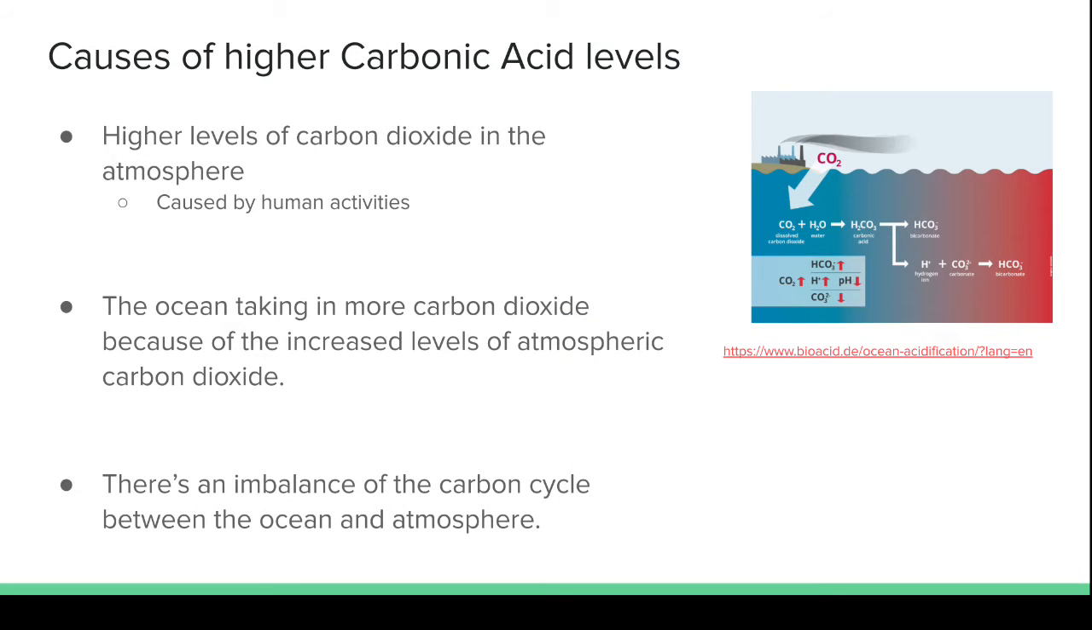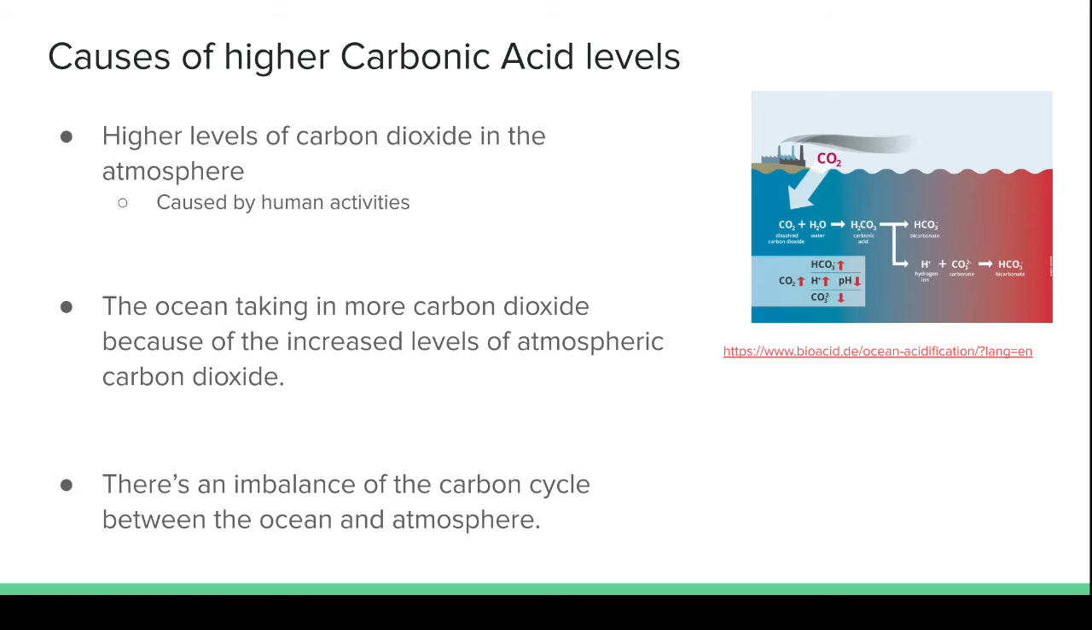Causes of higher carbonic acid levels. Higher levels of carbon dioxide in the atmosphere caused by human activities. Since the Industrial Revolution, the amount of atmospheric carbon dioxide has been steadily rising due to the burning of fossil fuels. The ocean taking in more carbon dioxide because of the increased levels in the atmosphere is another cause. As we burn more fossil fuels, we release more carbon dioxide into the atmosphere. The carbon dioxide is absorbed by our oceans, resulting in more carbonic acid forming.